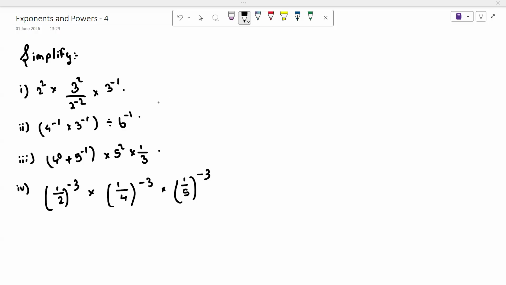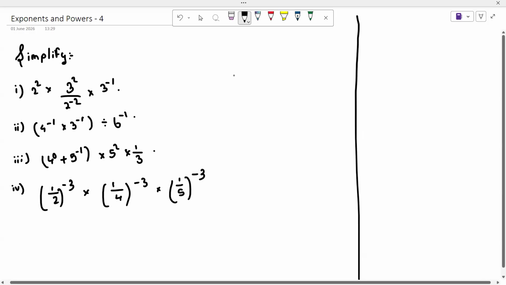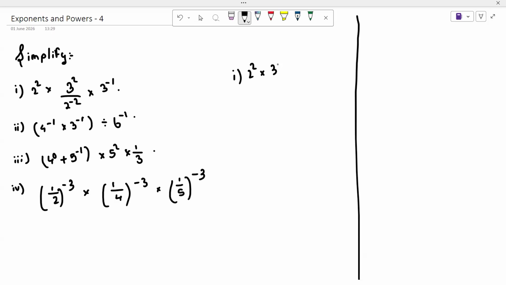Today we are going to be solving these four questions and I am going to explain how we get each solution with some tricks and tactics. So let's start. First and foremost, we have the question 2 square into 3 square divided by 2 power minus 2 into 3 power minus 1. Okay, this is a very nice question.